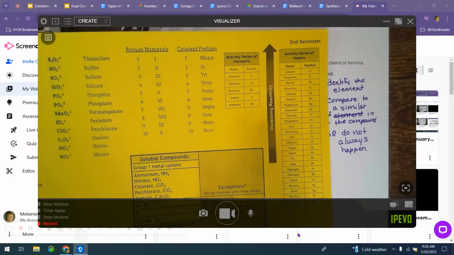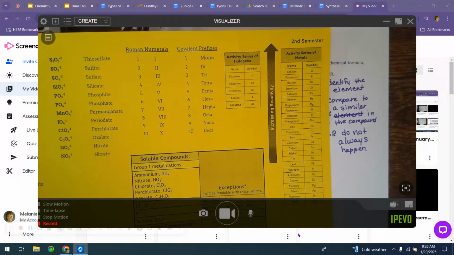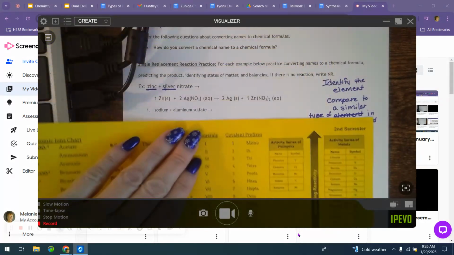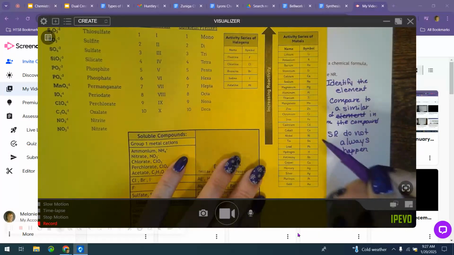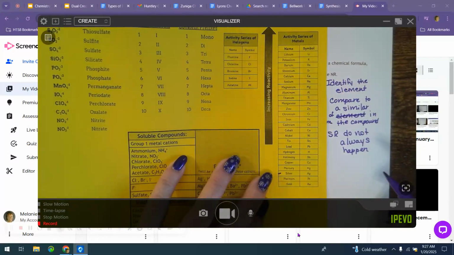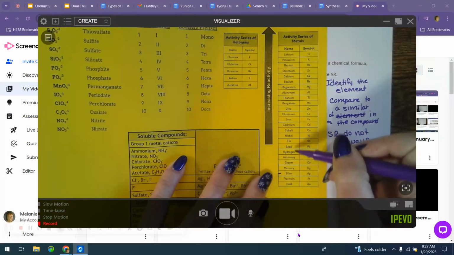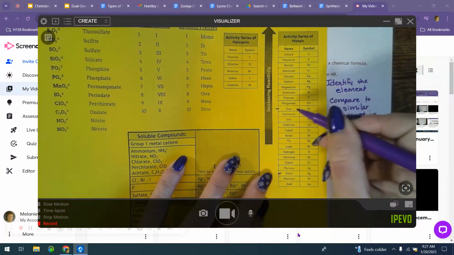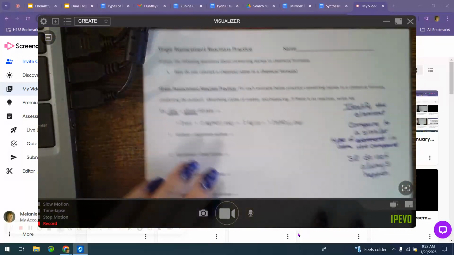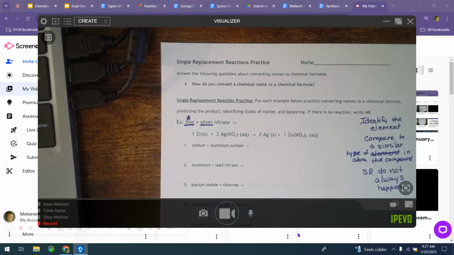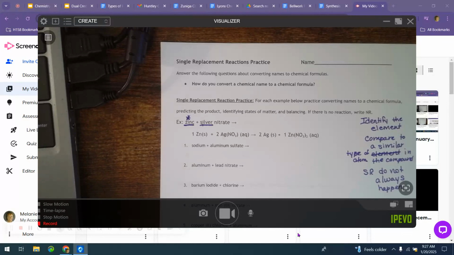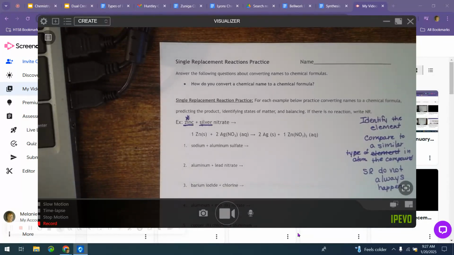Okay, so what we have to do is compare the elements. For example, in this reaction we have silver and zinc. So here's silver, and zinc is all the way up here. So zinc is higher up than silver. Just to help me know that, I'm going to put a little star by zinc, saying that it's more reactive. So what's going to happen is zinc is going to take silver's place.